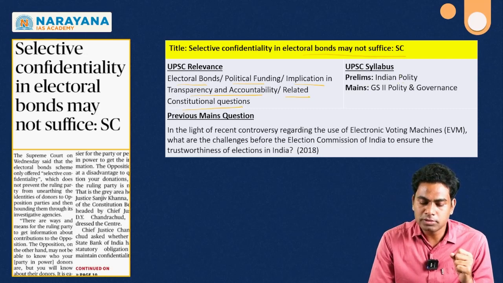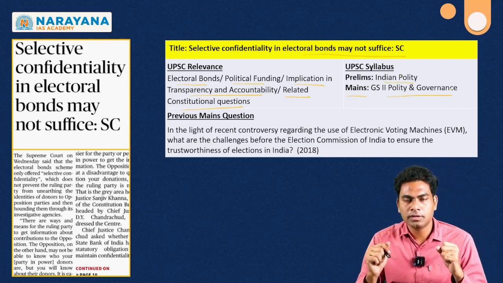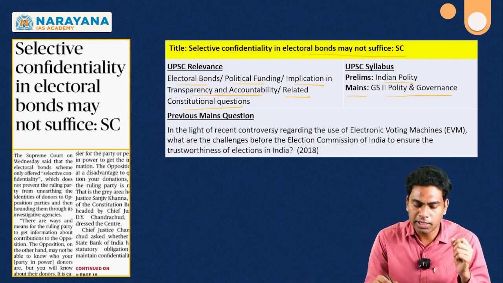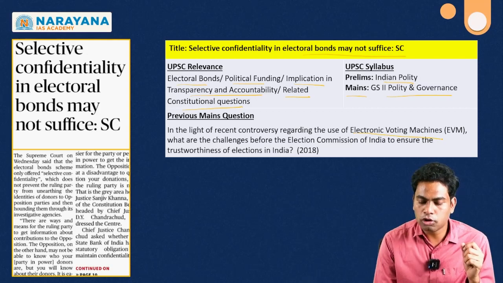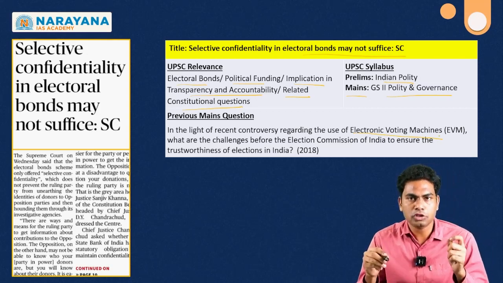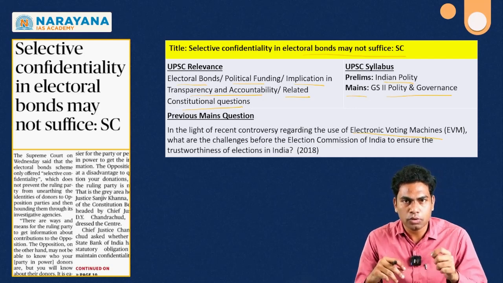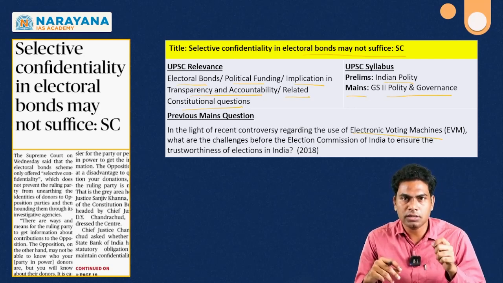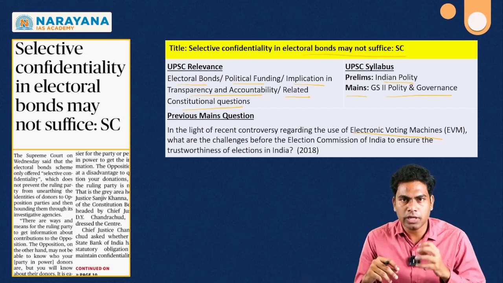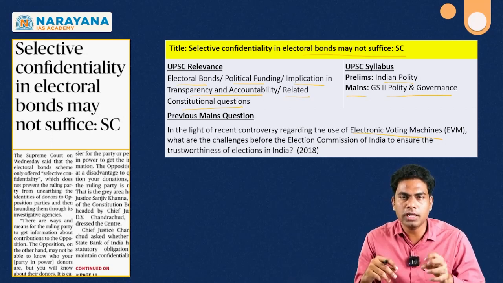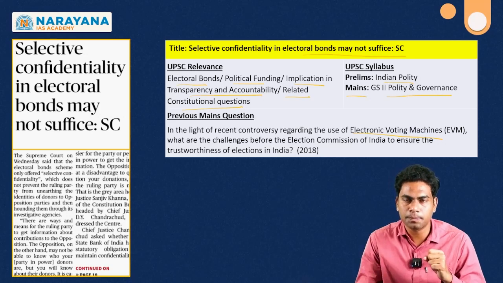This is relevant for prelims in Indian polity and mains GS2 polity and governance. The importance of the topic is huge because we have already seen a question in the mains about the use of electronic voting machines. There was a controversy surrounding electronic voting machines. Similarly, you could expect a question on electoral bonds because it is important with respect to the elections conducted in India. The deepening of democracy depends upon how the elections are conducted in India.